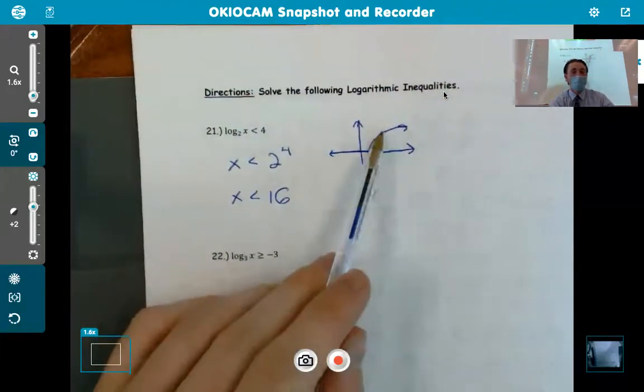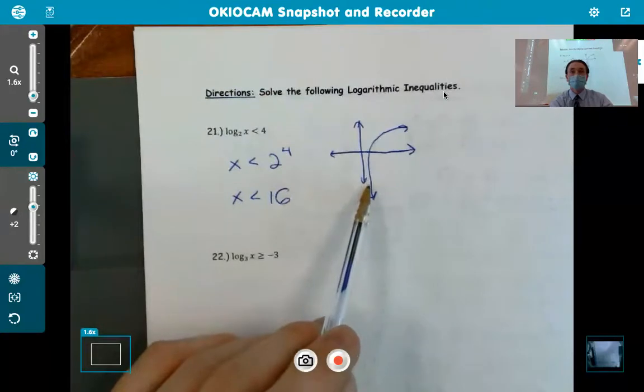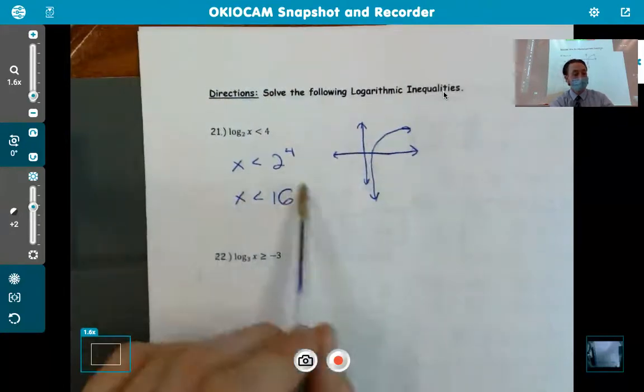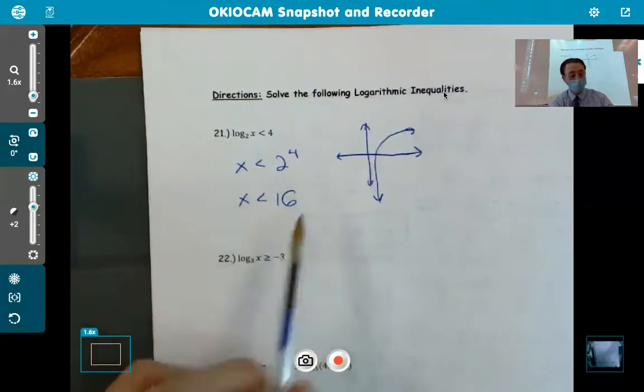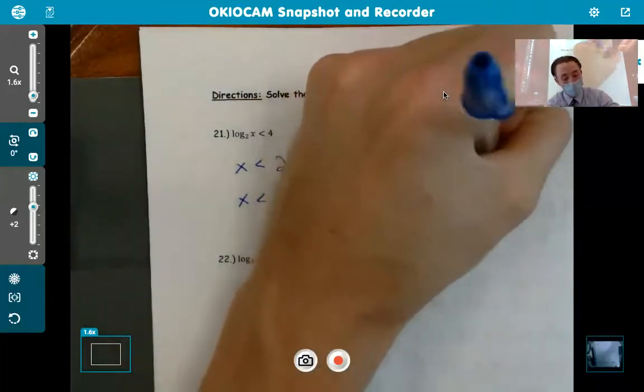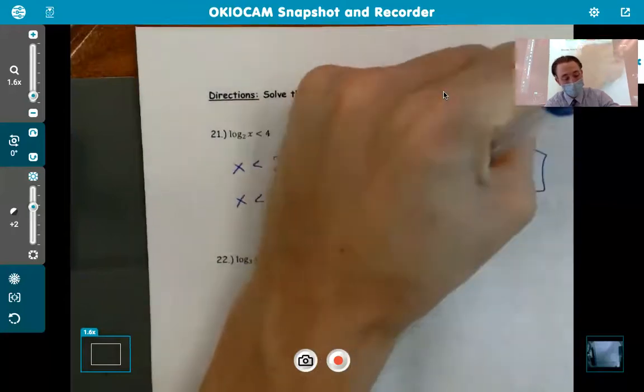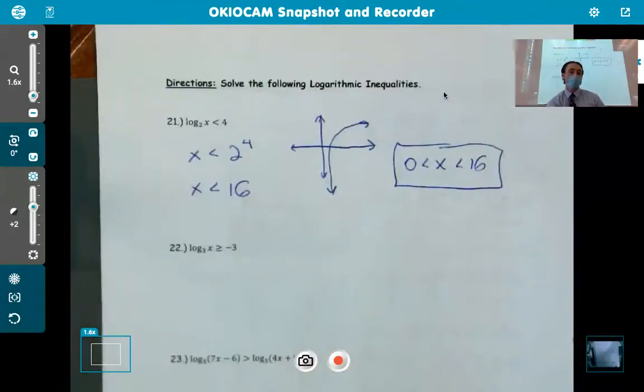So this line here, and my line approaches but never touches the value of 0. Because of that, anytime that we have less than, we need to make sure it's between 0 and whatever that number is. So my answer here is 0 is less than x, which is less than 16. And that's how I would finish writing my inequality.